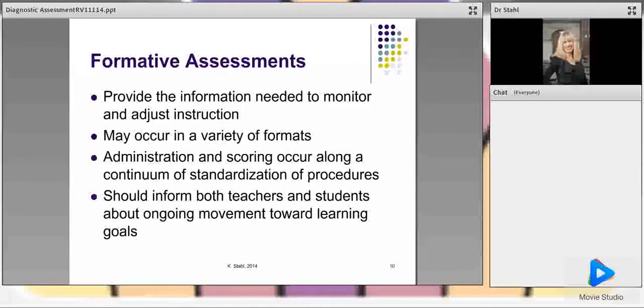And so formative assessments generally should inform both the teachers and also students about ongoing movement toward learning goals. So one of the easy ways, a nice example that I know we use in one of our books about assessment, is that we say, for example, if you are the cook and you are preparing dinner, when you are tasting the recipe as you go along and are preparing the dinner, that's formative assessment. And then when you present it to your guests, that is summative assessment.